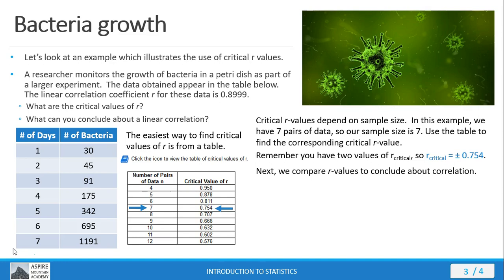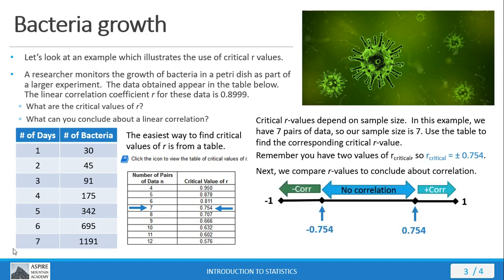Well, now that we know what our critical R values are, we can compare those with the R value we get from our data. I'm a visual learner, so I find it helpful to draw a number line with my critical R values in place. Then all I need to do is add in the R value from the data set. The R value from our data here is 0.8999, which would place it here on the number line.